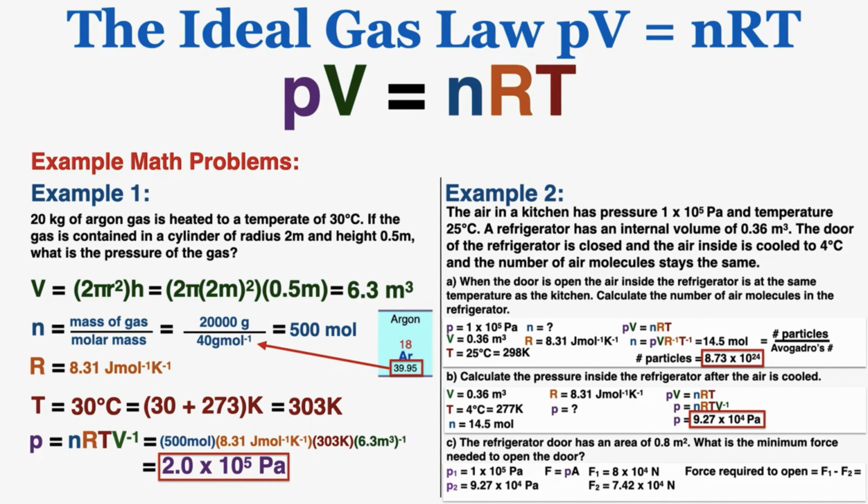So the force required to open the door, as you'll remember from the pressure lecture, is the difference between those two forces. So the difference between those two forces is going to be equal to 5.8 times 10 to the 3rd newtons. So that's how much force you would have to apply to open the door of the refrigerator after it had been sealed and the air had been lowered to that lower temperature.